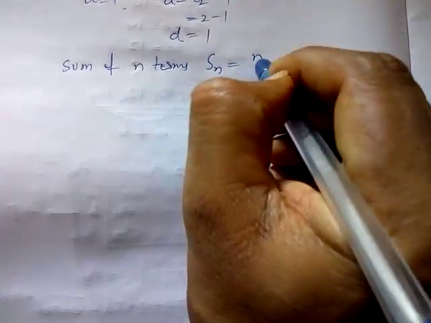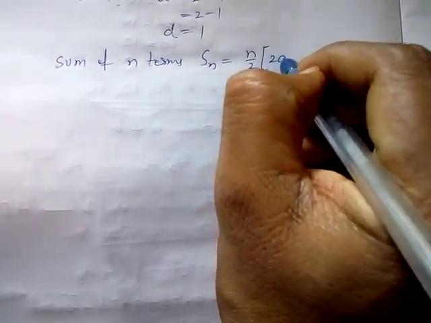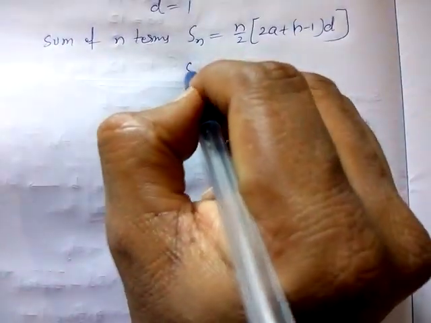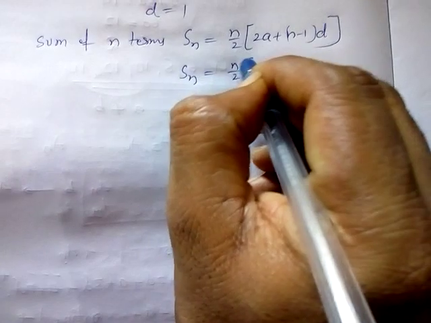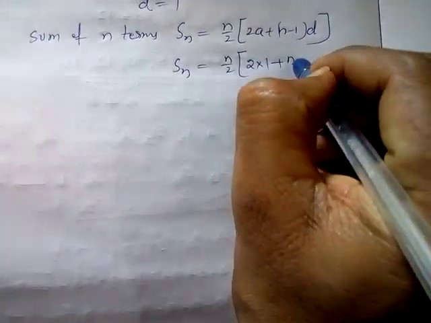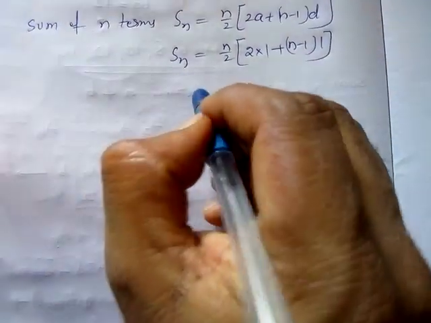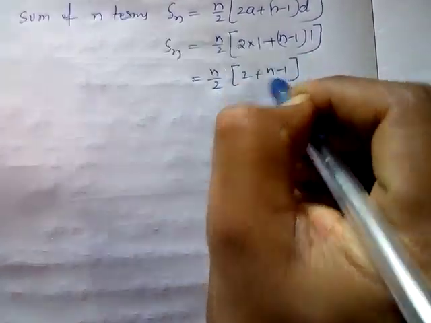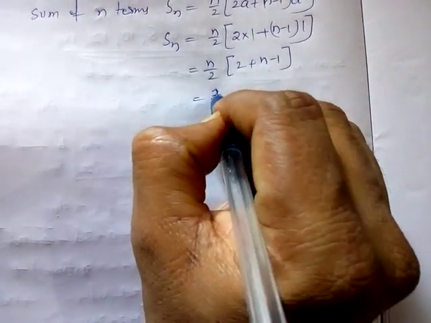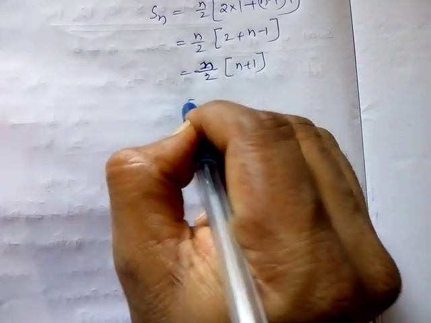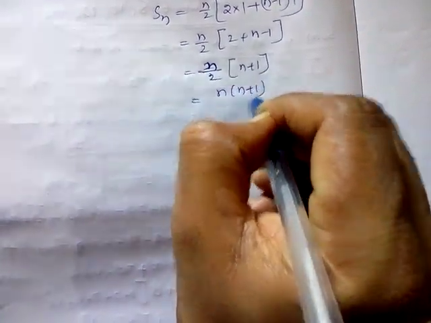Sn is equal to n by 2 into 2a plus n minus 1 into d. So Sn is equal to n by 2 of 2 into 1, a means 1, n minus 1 into d, d also 1. So n by 2 into 2 plus n minus 1, so n by 2 into n plus 1. So simply n of n plus 1 by 2.